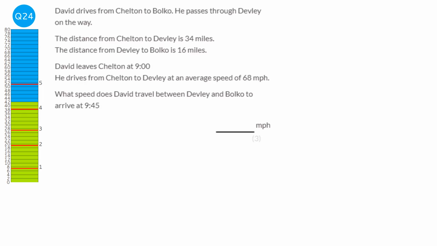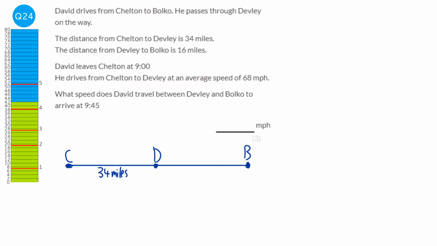There's an awful lot going on in this question. Whenever there's an awful lot going on, it's always best to draw a diagram. So we're going to start off at Chelton, which is a C. Then we go to Bolko, that's where we're going. And we go through Devley on the way. So we'll do a D there. The distance from Chelton to Devley is 34 miles.